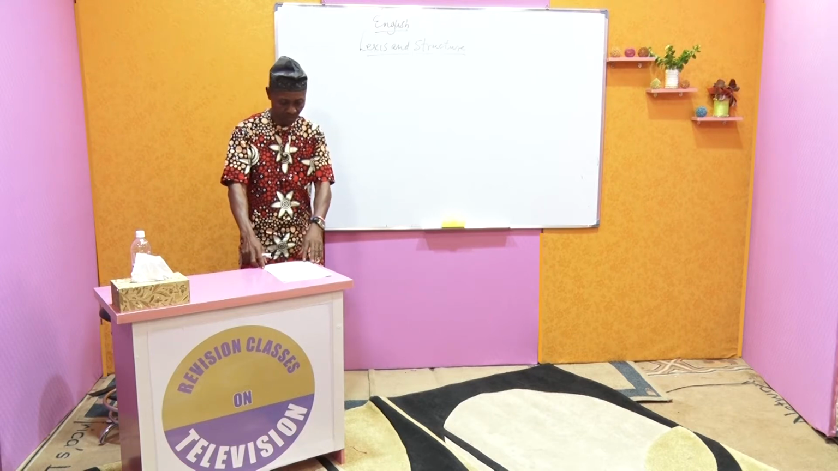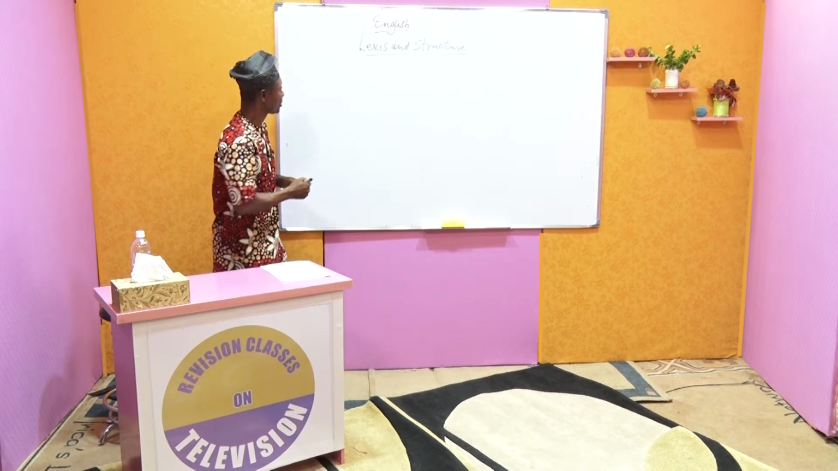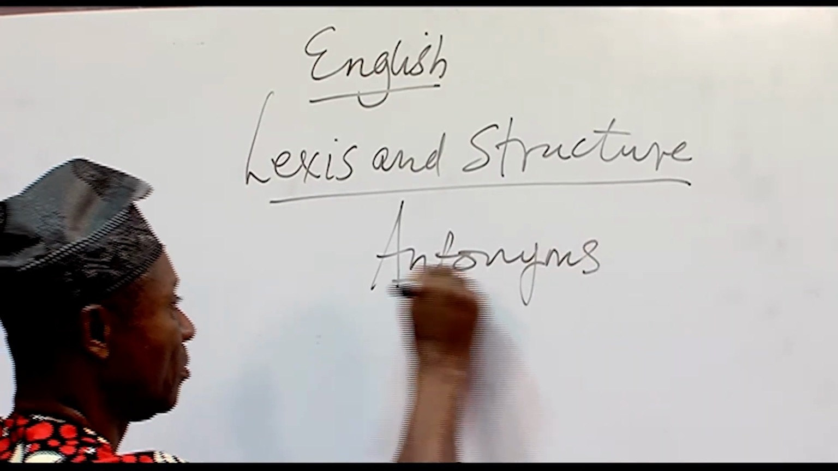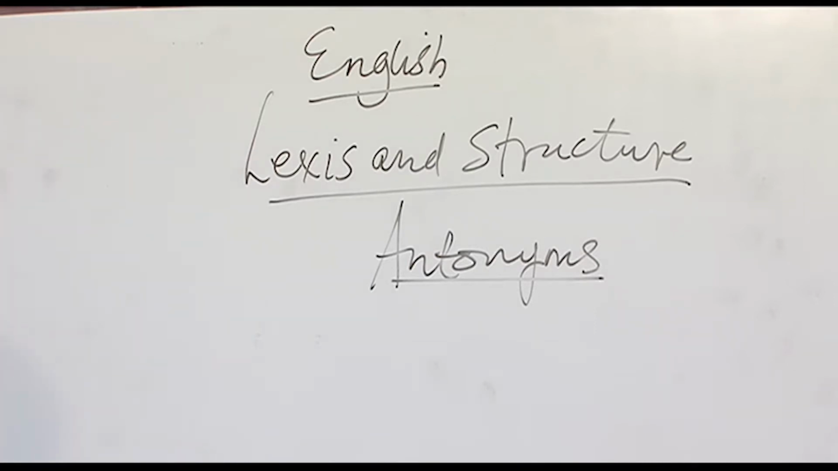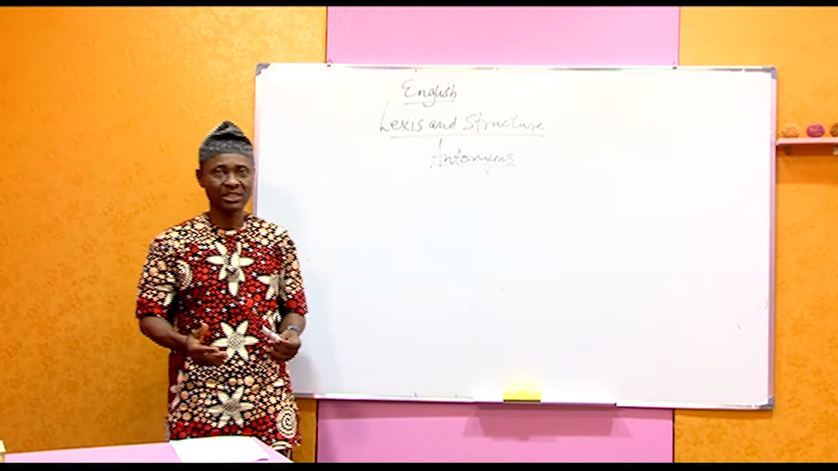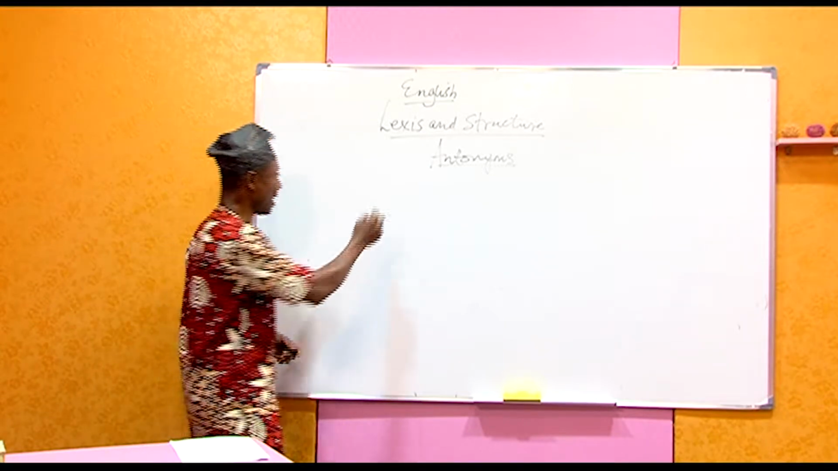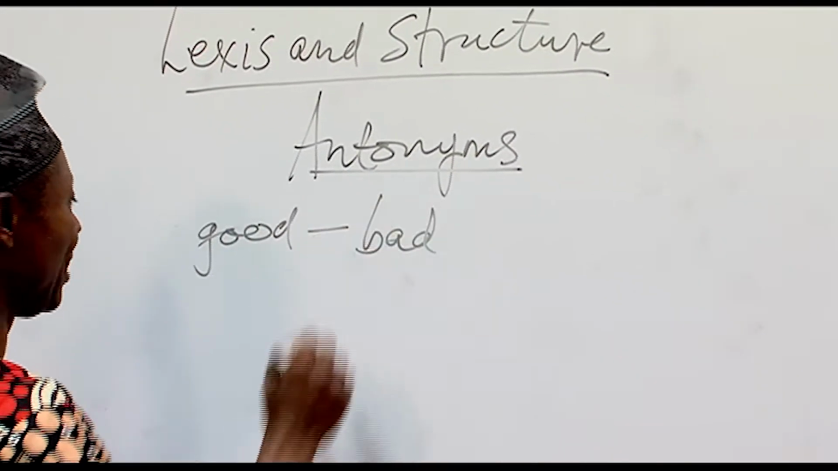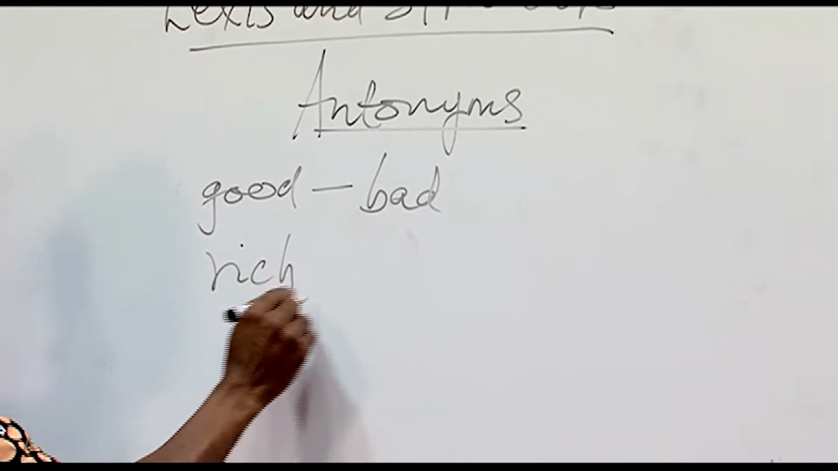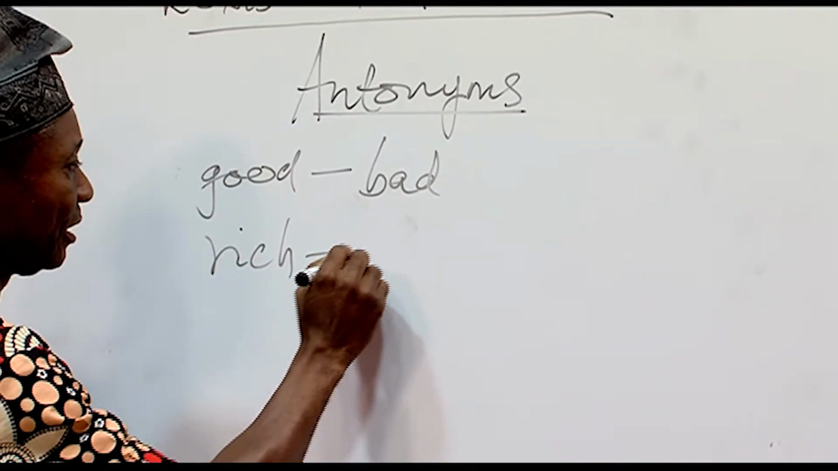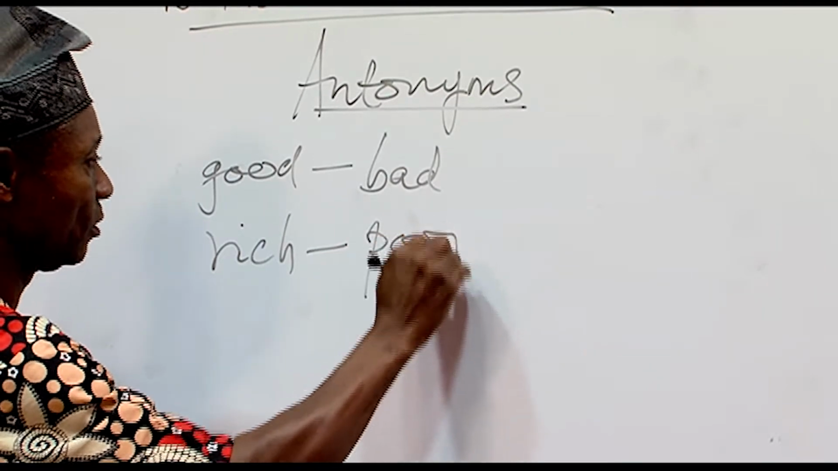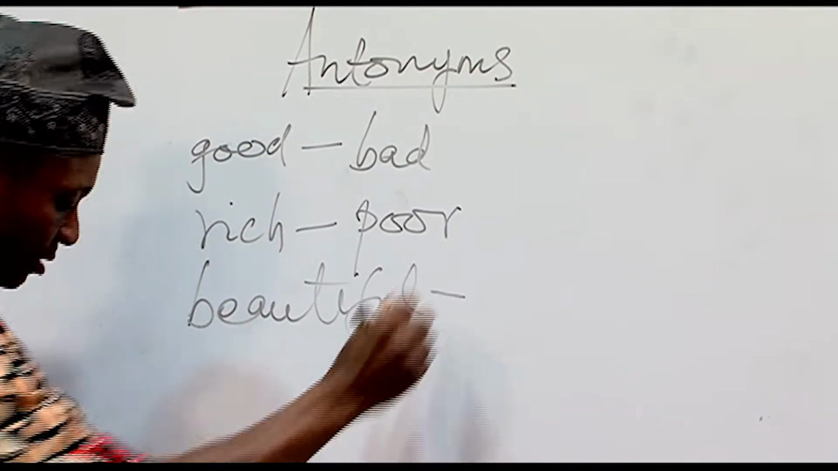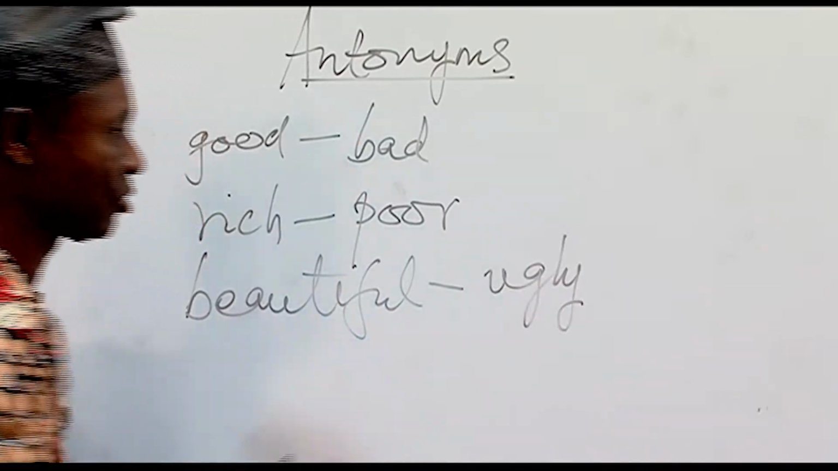Section 1 of lexis and structure has to do with antonyms. Antonyms are words in English language or any other language that are opposite in meaning. For example, if you have a word like good, the opposite of good is bad. You have also another one, rich. The opposite of rich is poor. You have other ones like beautiful. The opposite of beautiful is ugly, and so on and so forth.